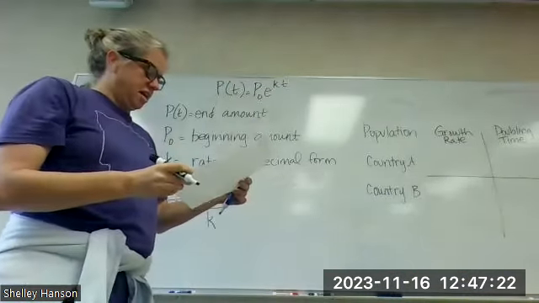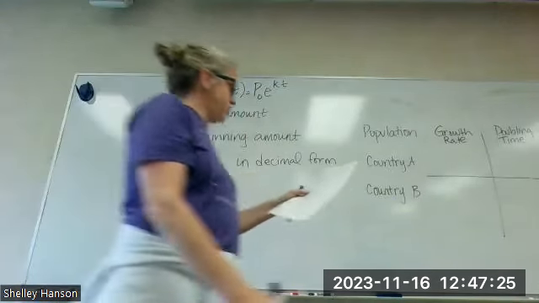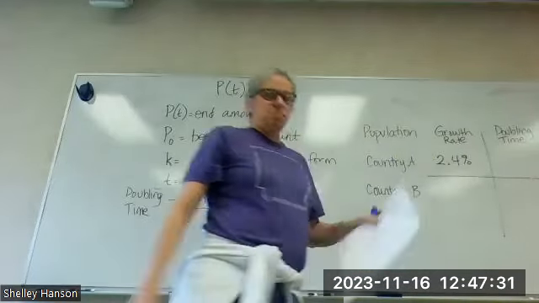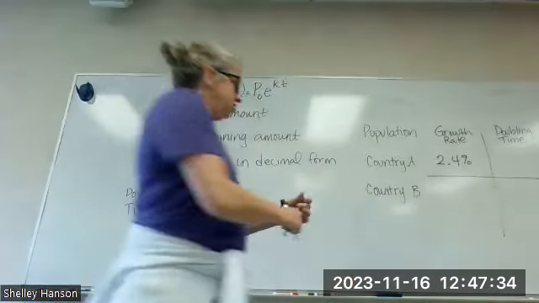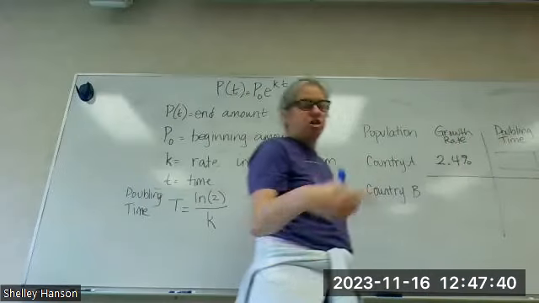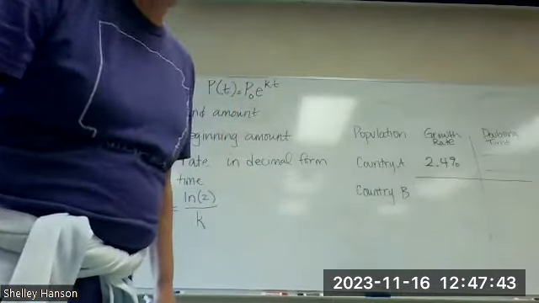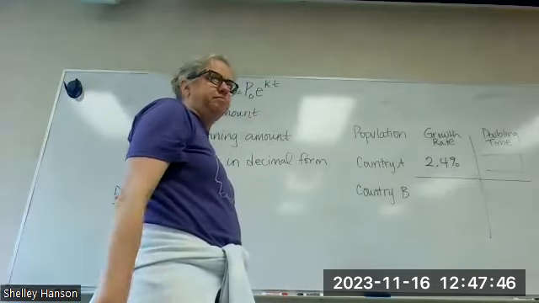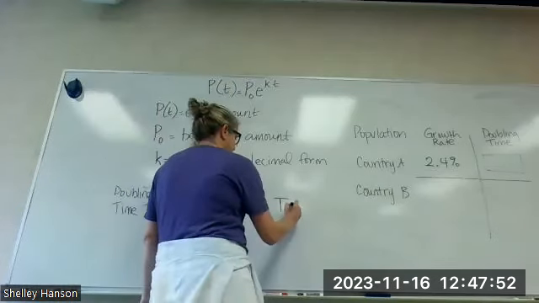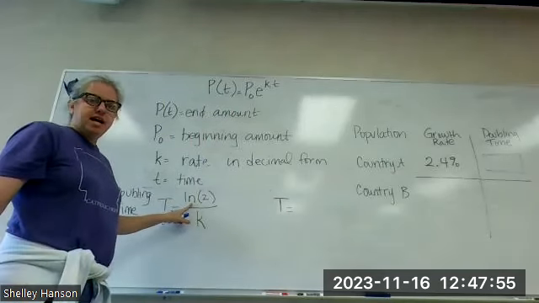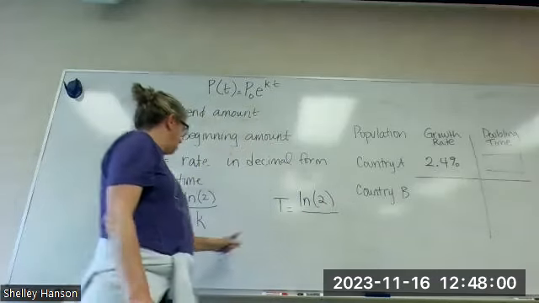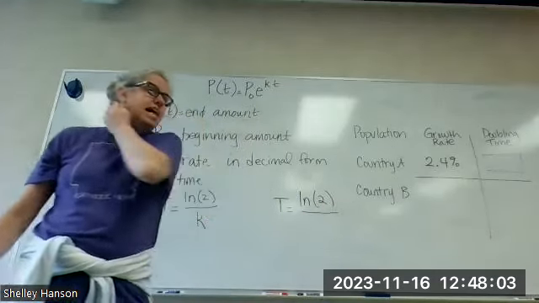All right, it tells me that country A has a growth rate. It tells me this part. It tells me it's 2.4% per year. And it wants me to fill in this blank of doubling time. So we're going to use the formula that we just used on the last problem. Okay, because we're finding the doubling time. I'm using this formula, ln of 2 over the k, which is the growth rate in its decimal form.